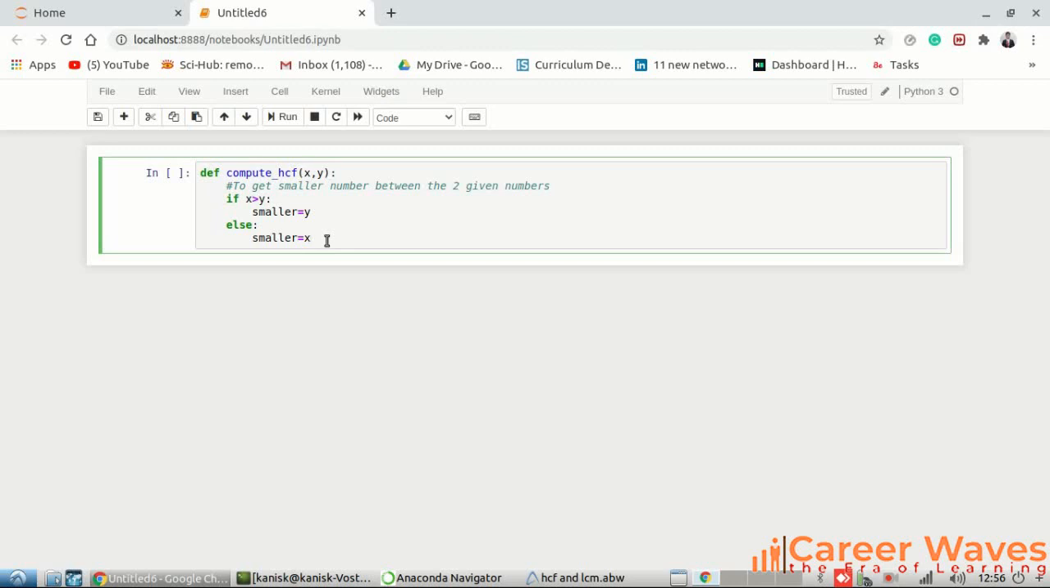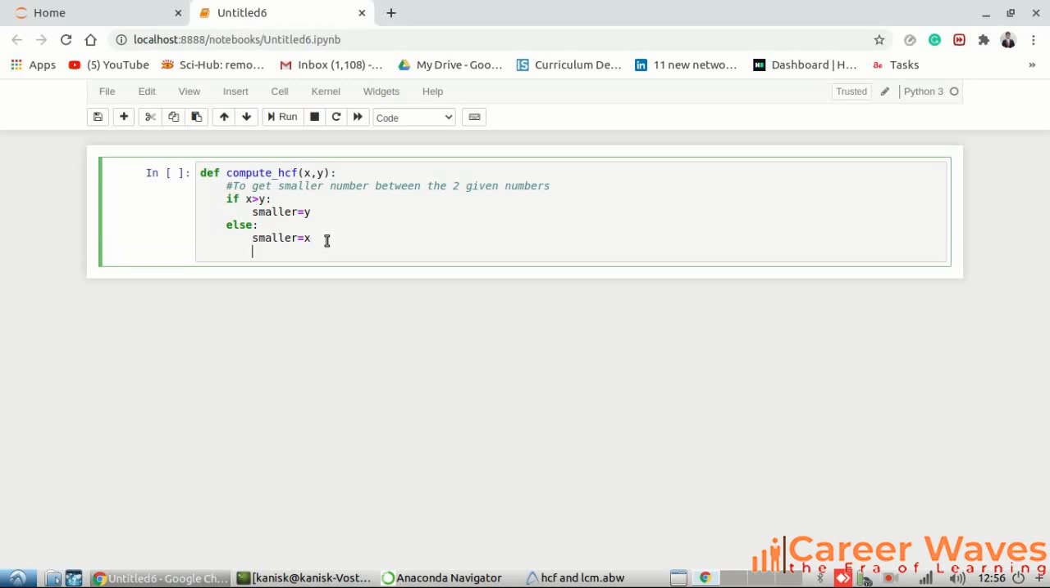Now in HCF, what we have to do, we have to go for a loop in which we will determine the number which completely divides both the given numbers. How it works? Let me tell you. Determine the number which completely divides both numbers.